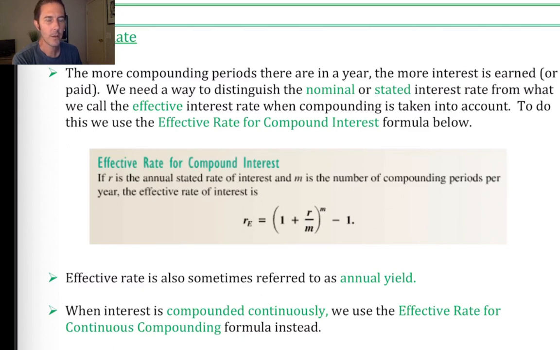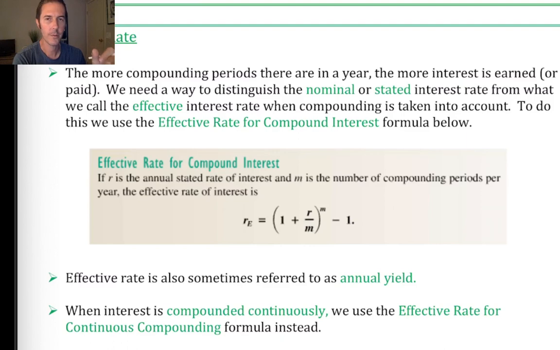But there's a distinction that needs to be made between nominal or stated interest rate from what we call the effective interest rate when compounding is taken into account. So we're distinguishing nominal from effective. And to do this, we use what is called the effective rate for compound interest. So compound interest has, well, we know what compound interest is. Maybe quarterly you're receiving or paying out some portion of the interest for the year. But it's compounding, so you're paying interest on interest.